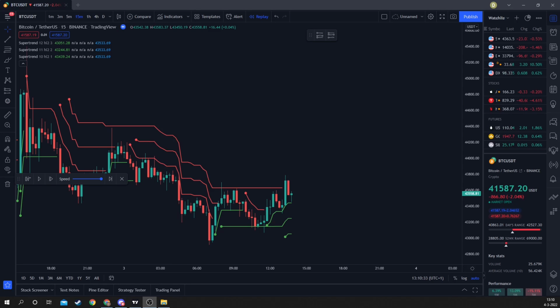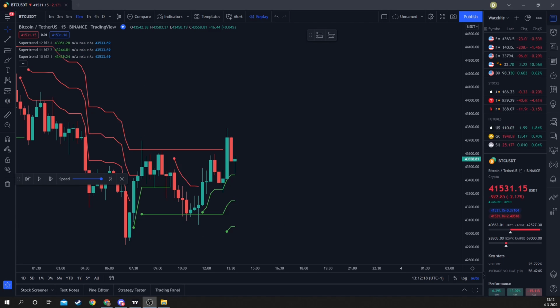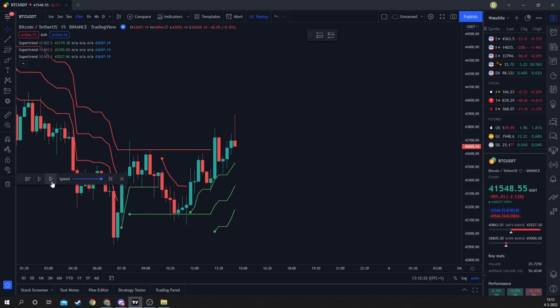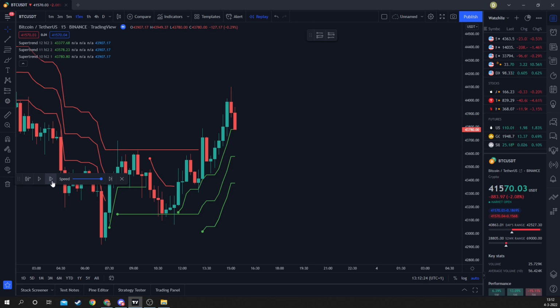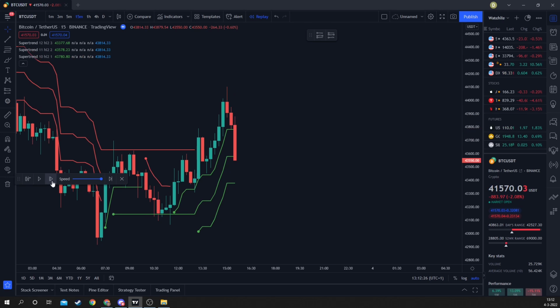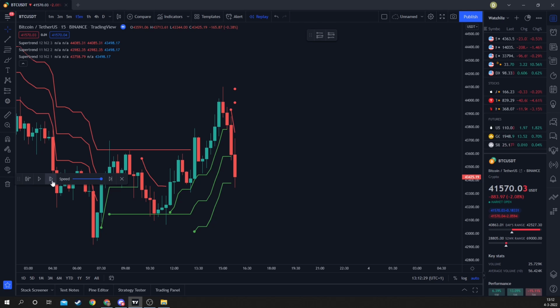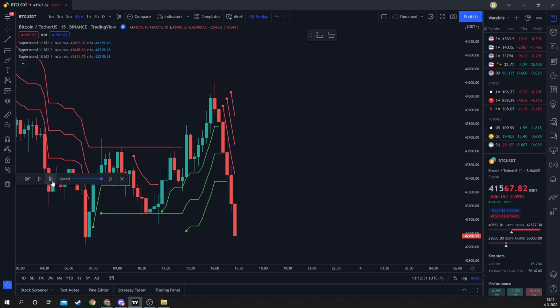As I previously stated, you only take a short position when all 3 lines turn red. For example, what we're seeing here currently, only one line is red and the other 2 are green, so we don't take a short position. Now let's take a look when they all turn red. Two lines are red right now, and the 3rd line is also red.